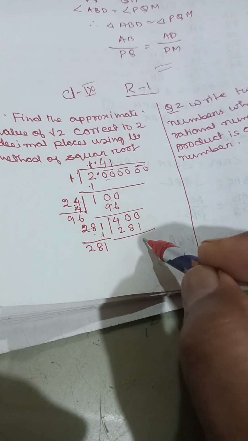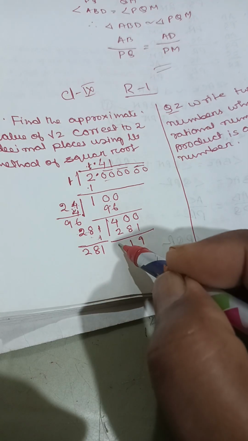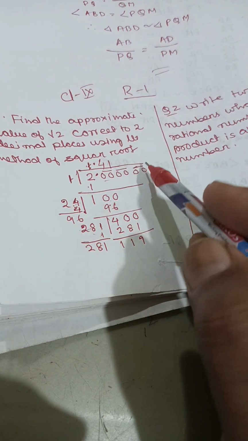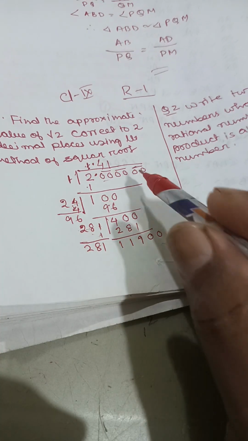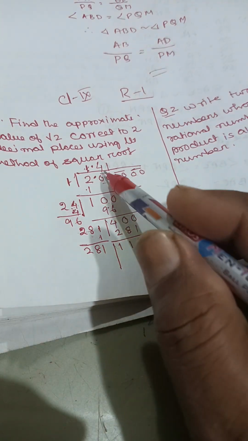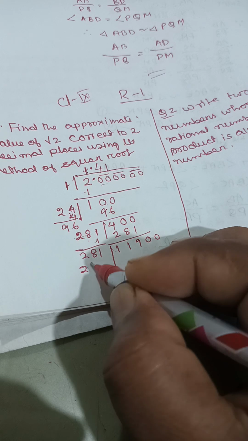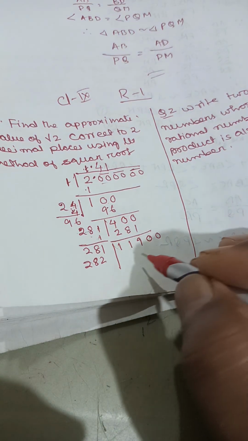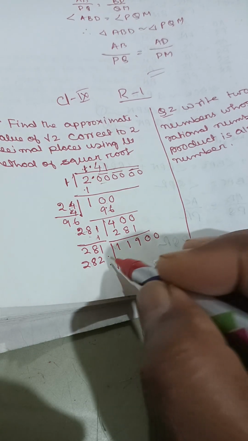Now you subtract it. It is 119. Okay, now again you write the same number here. That is 2 zeros. You have to take it here. Now here you write the double of that, 141. 141 double is 282.